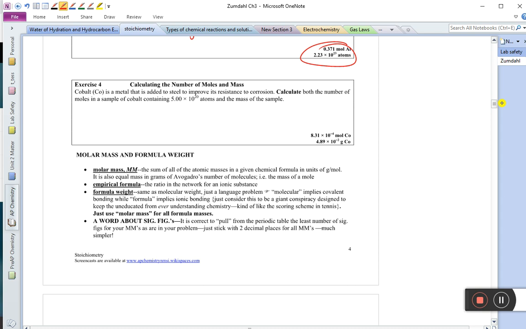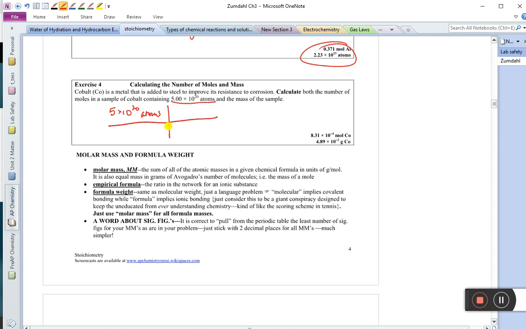All right. Cobalt is a metal that is added to steel to improve resistance to corrosion. Calculate both number of moles in a sample of cobalt containing 5 times 10 to the 20th atoms and the mass of the sample. All right. So, again, we put what we're given, top left. And a friendly reminder, the 5.00 is simply showing us we should have 3 significant figures in our answer.